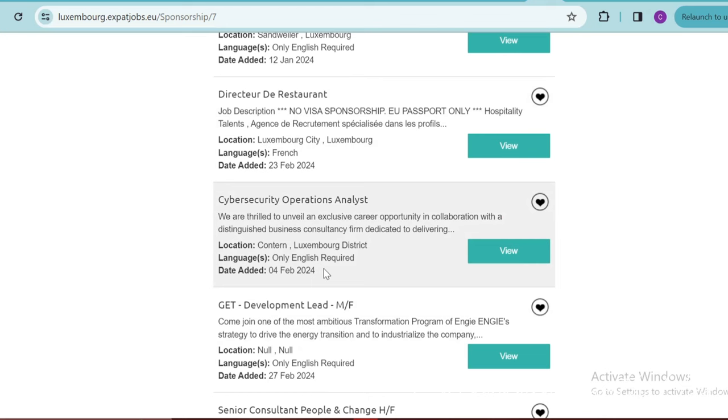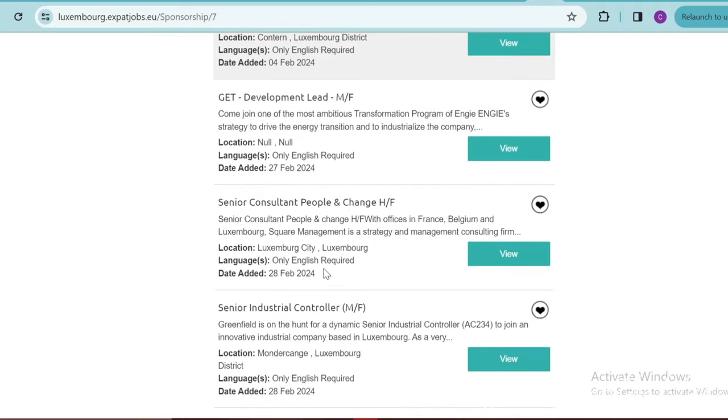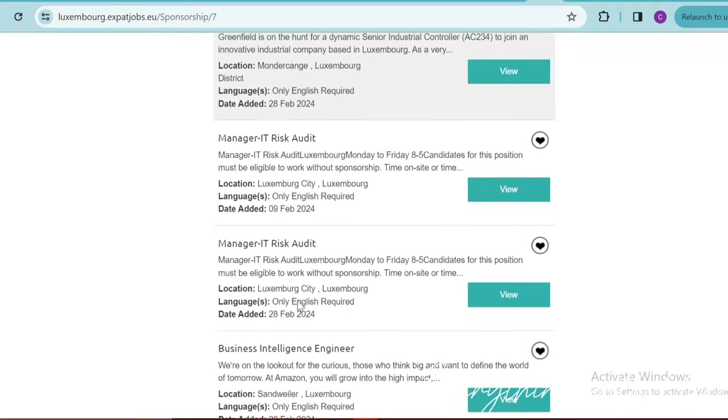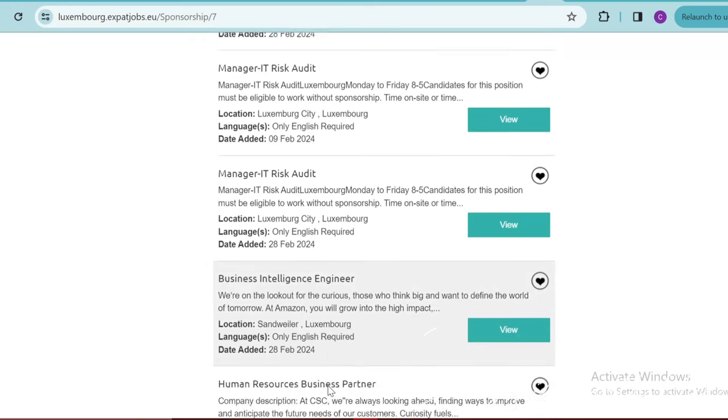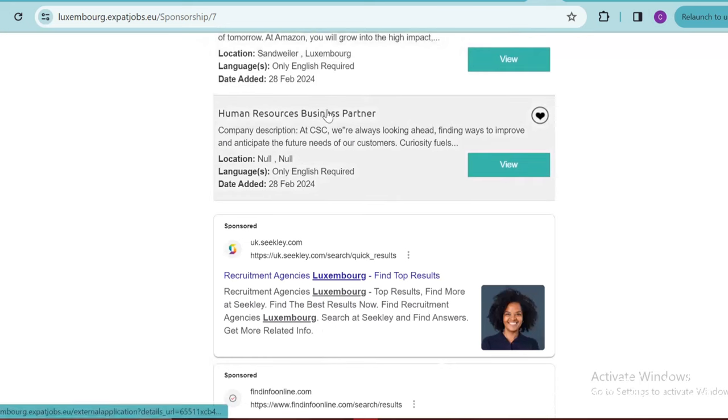And remember that you're not going to write IELTS to be able to move to Luxembourg. English is not an official language for them, so you don't need to write any English test. There are so many job roles. Manager IT risk audit, only English required. Business intelligence engineer, only English required. Human resources business partner, only English required. If you have been checking this out, you would understand that these jobs were added just on the 28th of February 2024.